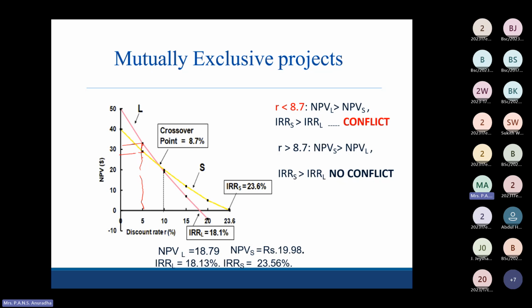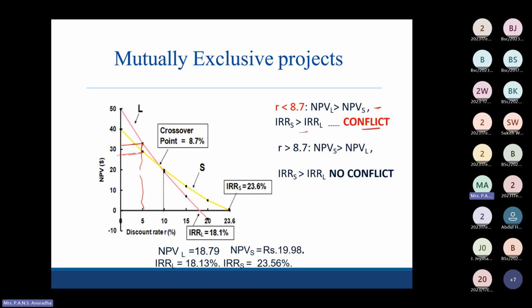At the 5% discount rate, the pink one is project L, the yellow one is project S. So this is the NPV for project L, and this is the NPV for project S. NPV of project L is greater than NPV of project S. But for IRR, the yellow one is the IRR for project S and the pink one is project L. So IRR S is greater than IRR L. You can see there is a conflict.